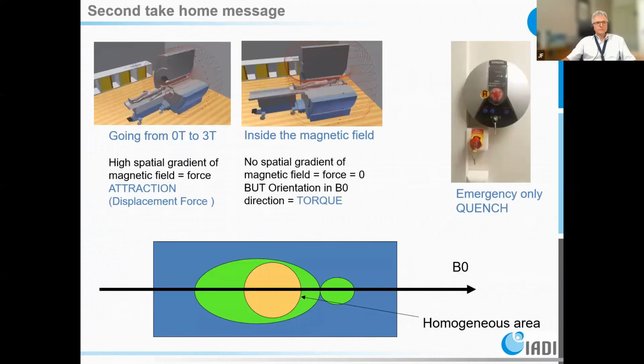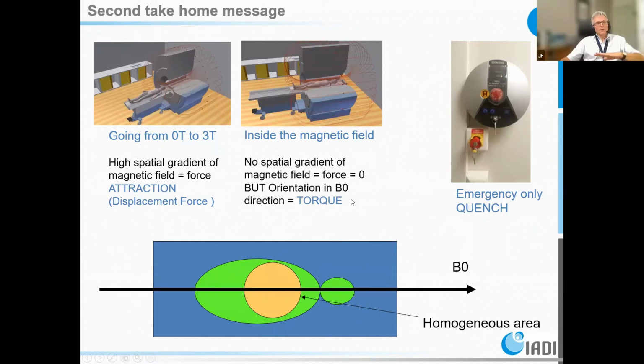This is easy. The second take-home message for B0: you have the attraction. This displacement force is very strong, and you need a gradient of the magnetic field to have attraction. Inside you have no attraction, but outside where you have a gradient of the magnetic field, you have a strong attraction, and everything that is ferromagnetic will fly inside the system. Inside the system here, you have no gradient of the magnetic field. B0 is homogeneous, and so you have only the torque.